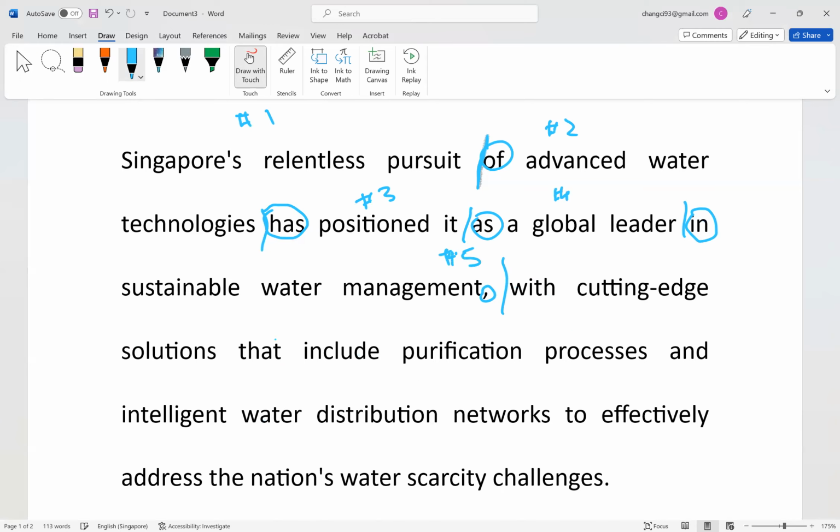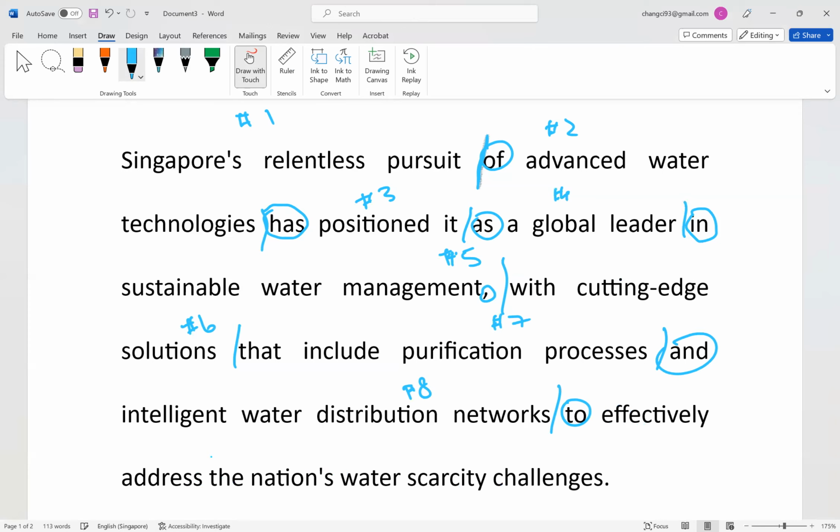With cutting edge solutions that, so idea number 6, this is a conjunction right here. Although in this case, I guess it's really more of a demonstrative in a way, but you know what? Let's continue. That include purification processes. So I'm using the word 'and' as a marker. And intelligent water distribution networks. And the word 'to' is our next preposition marker. Effectively address the nation's water scarcity challenges.